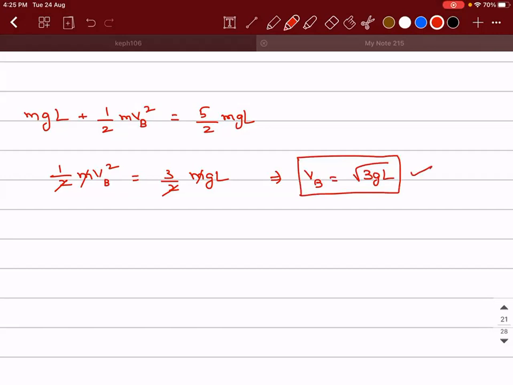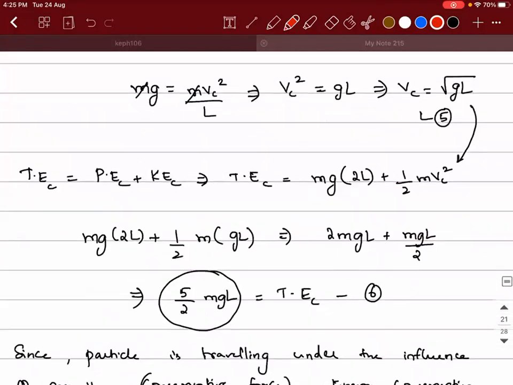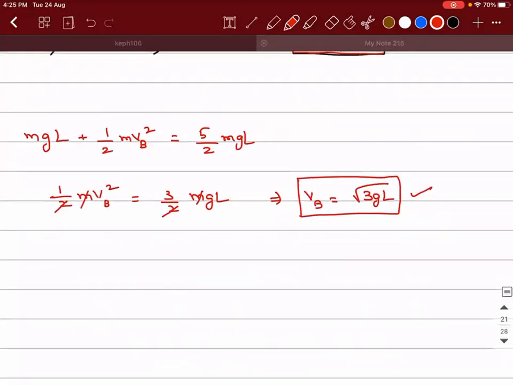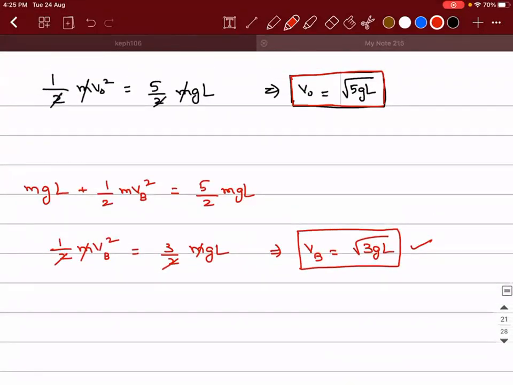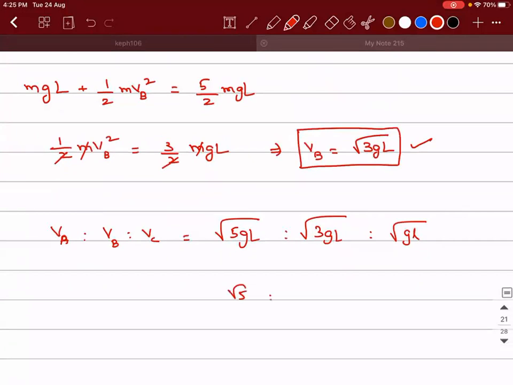So the velocity at point B is root 3gL, velocity at point A is root 5gL, velocity at point C is root gL. So v naught, that is vA, is to vB is to vC is equal to root of 5gL is to root of 3gL is to root of gL. So it is nothing but root 5 is to root 3 is to 1.